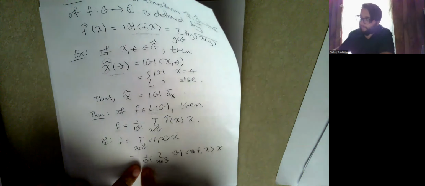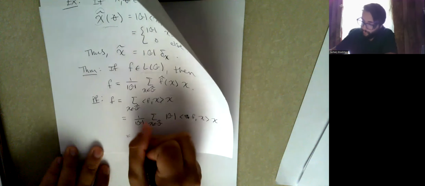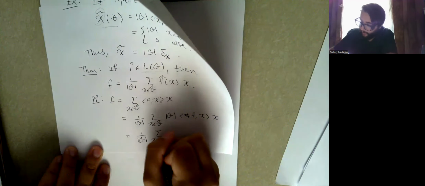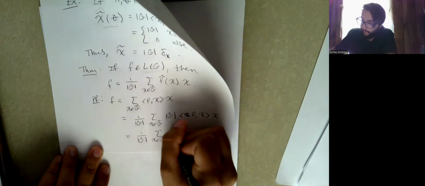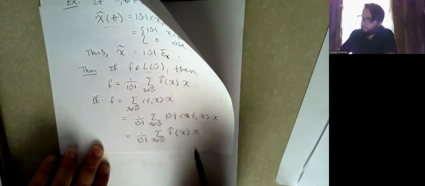So I've just multiplied in the order of G here and divided it out over here. And of course, this is equal to 1 over the order of G, sum over chi in the dual group, the Fourier transform of f applied to chi times chi. That's just the definition here. Okay, and that completes the proof.